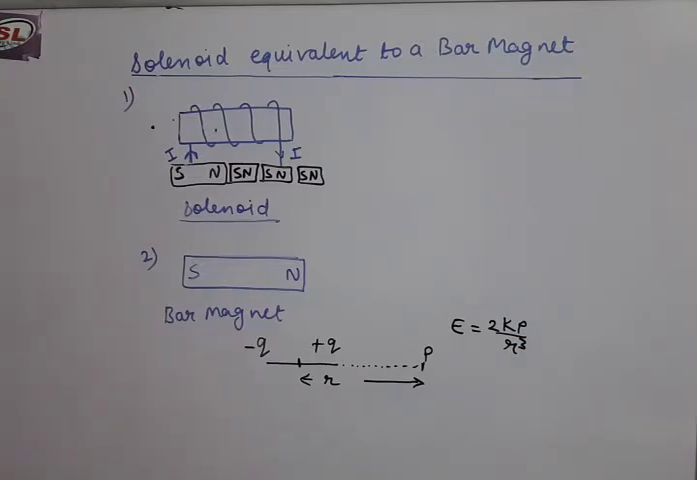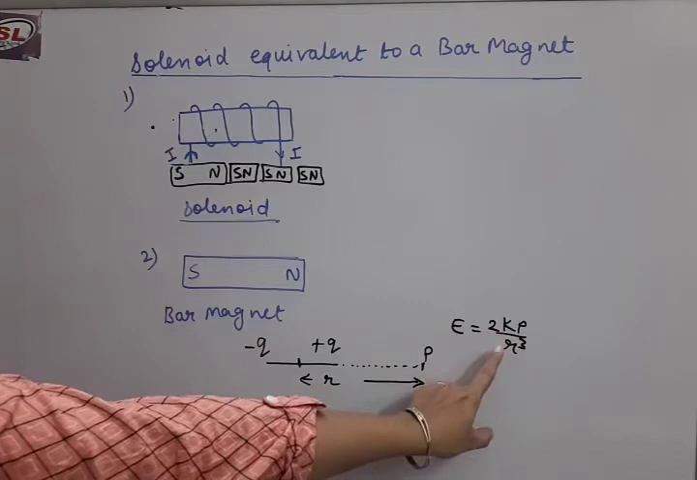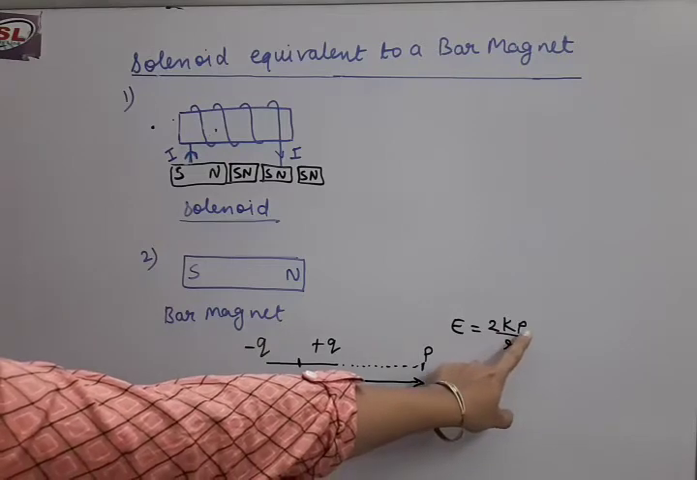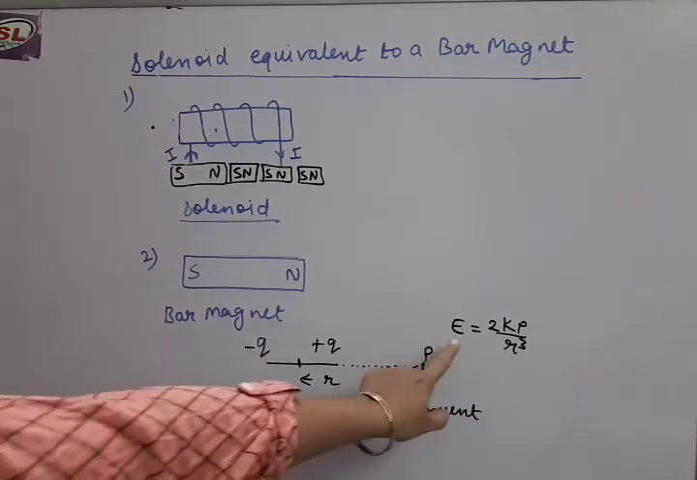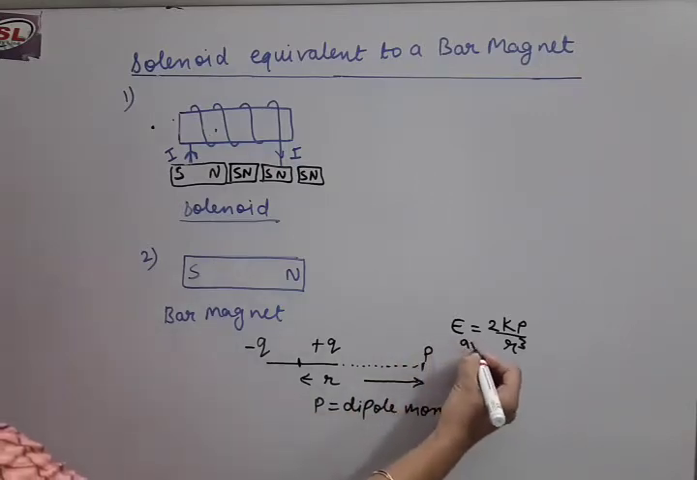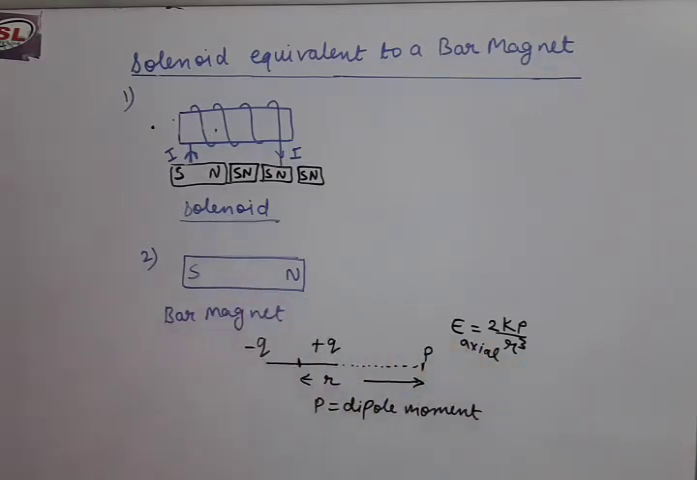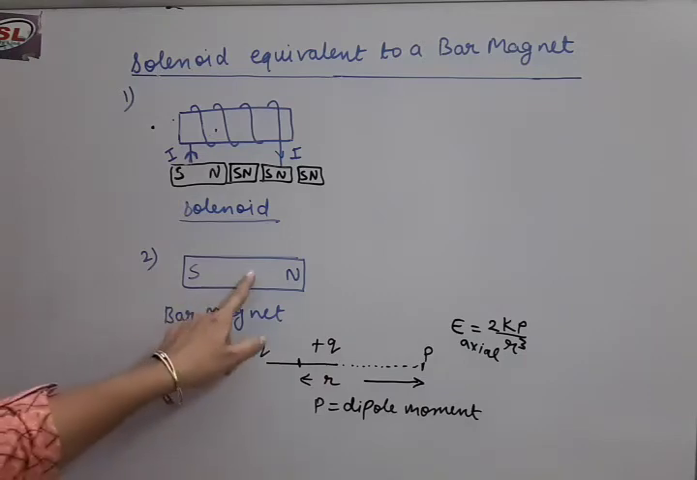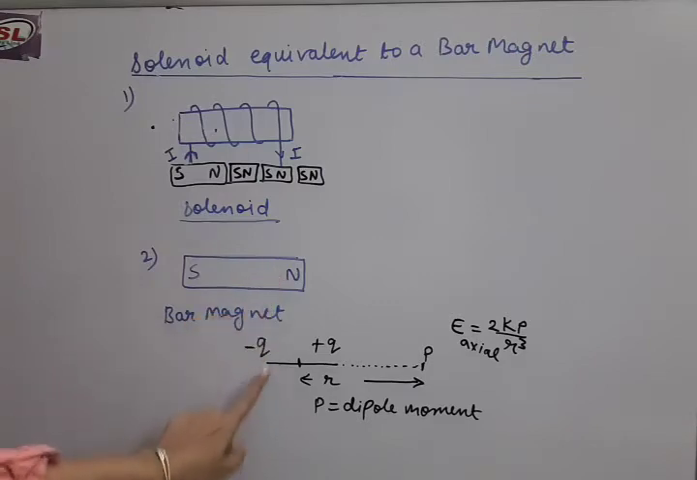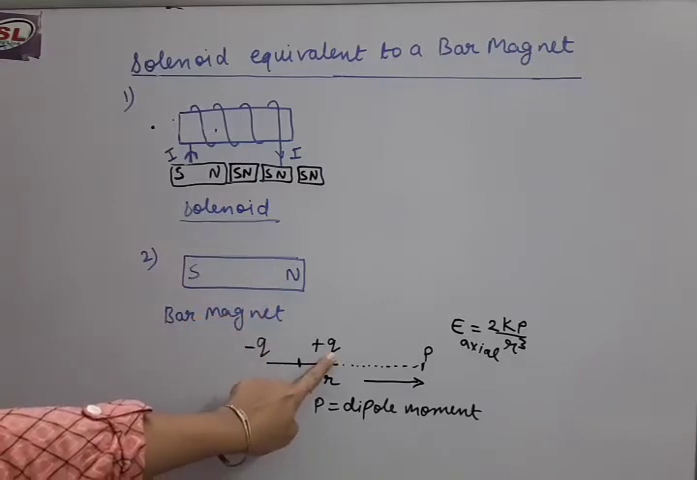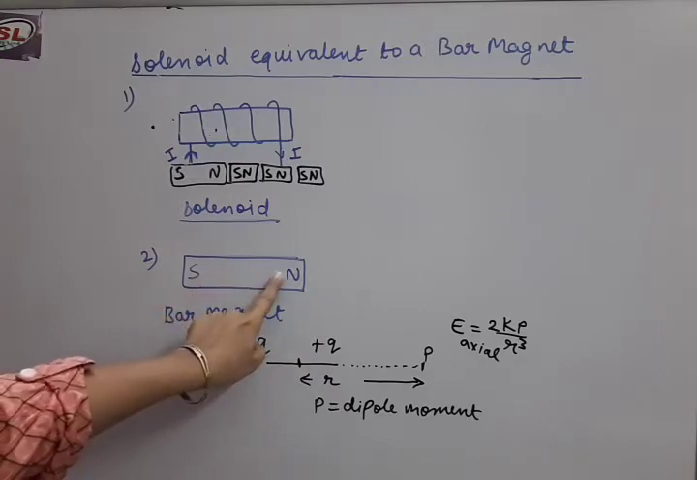2kp upon r cube. K is 1 upon 4 pi epsilon 0. P is the dipole moment. Now with the help of this electric field formula on the axial line, we will make the magnetic field formula for the magnetic dipole. So with the help of the electric dipole, we have to make the formula for the magnetic dipole.